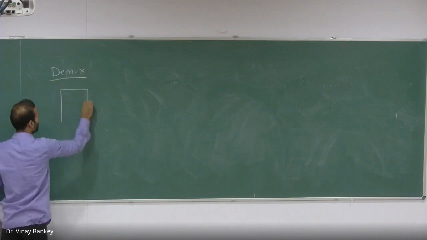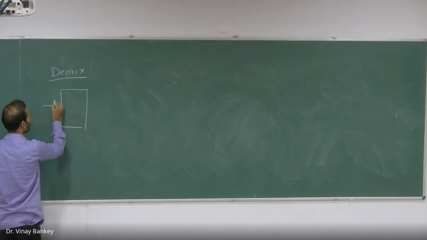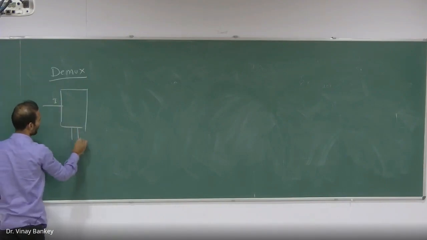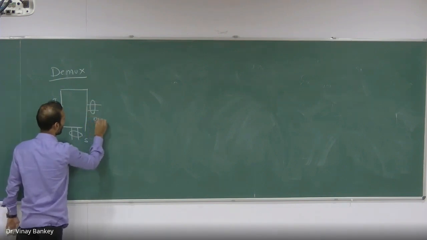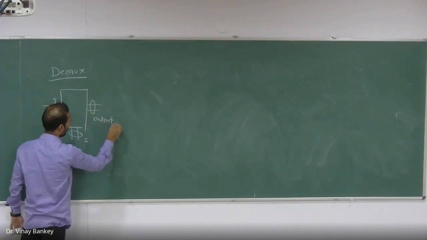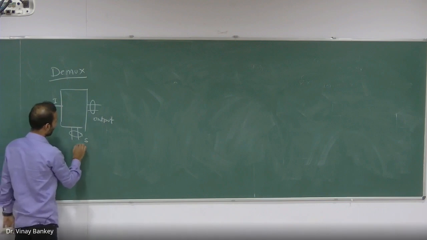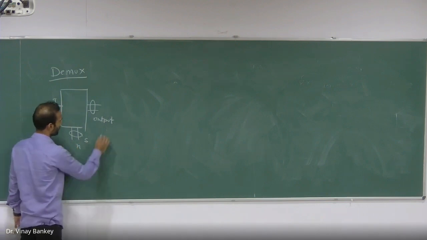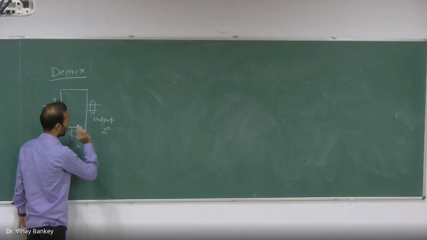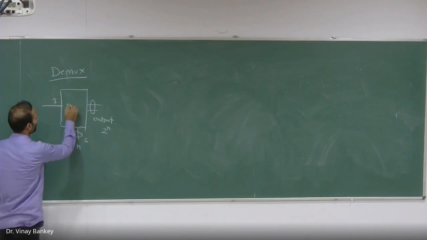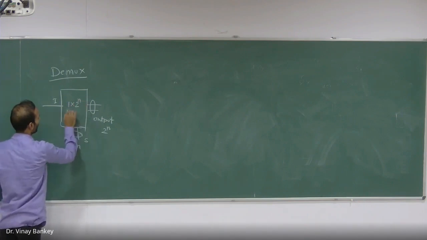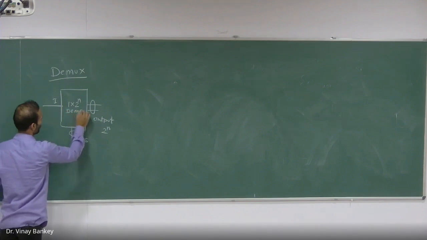Demultiplexer. The structure of this IC is like that. You have one input, selection lines and the output lines. According to this, if, let's suppose, there are n selection lines, the outputs will be 2 raised to power n. And this is a 1 cross 2 raised to power n decoder or demultiplexer.